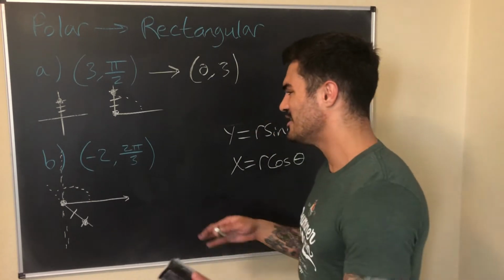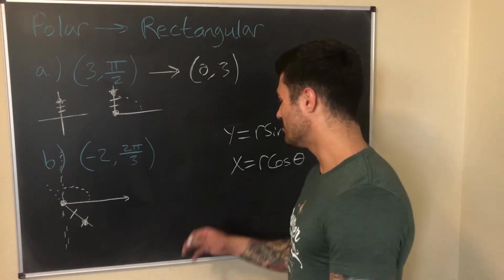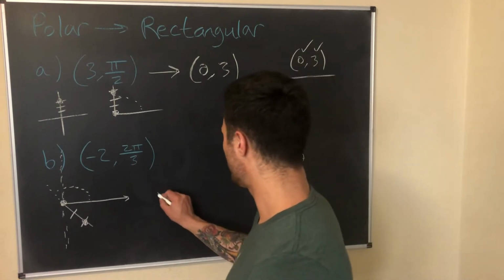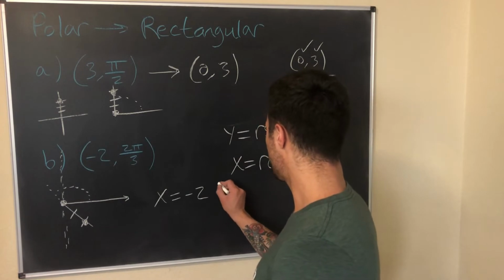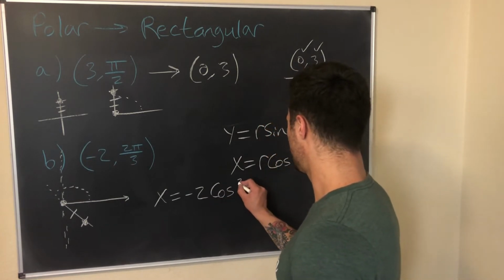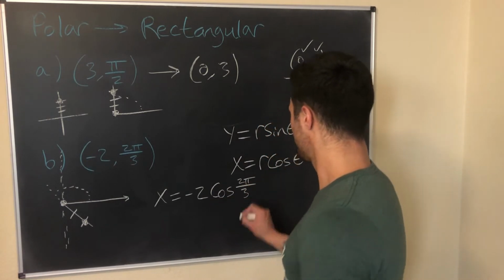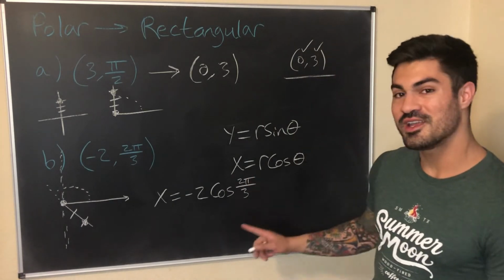Maybe it's a little OCD, maybe you think it's extra work, then don't do it. Do it whatever way you prefer. So let's see, our x equals -2 times cosine of 2 pi over 3. So now I need to remember my trig exact values.